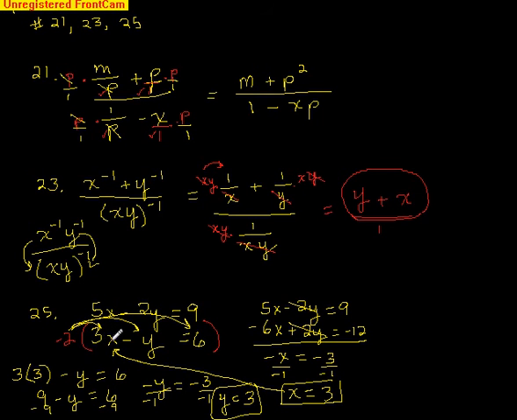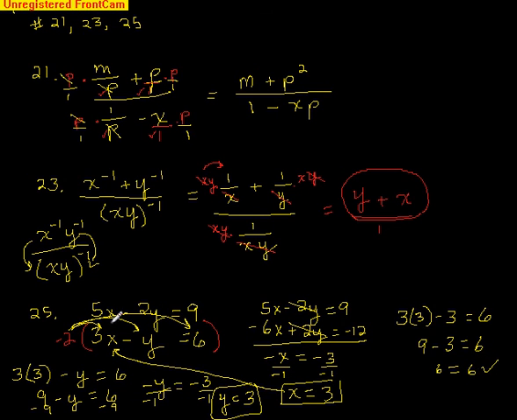So x is 3, 3 times 3, I'll just do that over here. 3 times 3 minus y, well y is equal to 3, equals 6. 9 minus 3 equals 6. 6 equals 6. So I checked it. These are our two solutions.